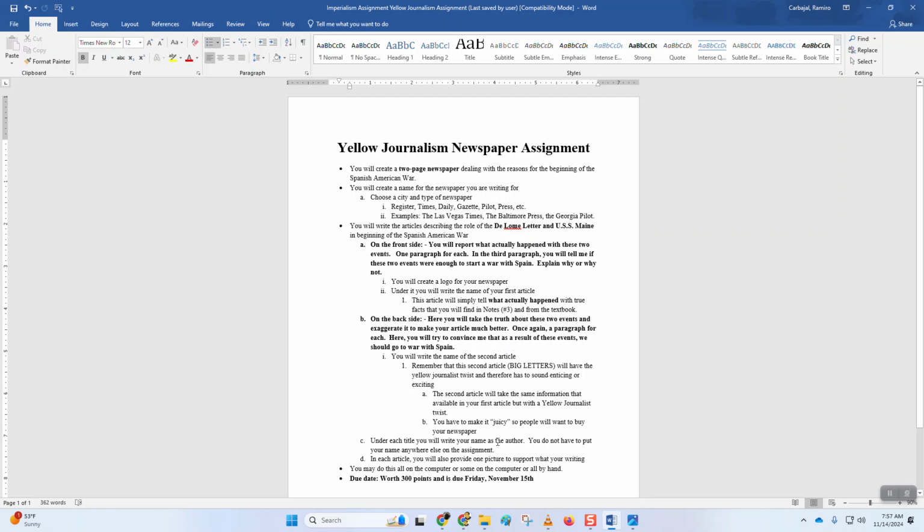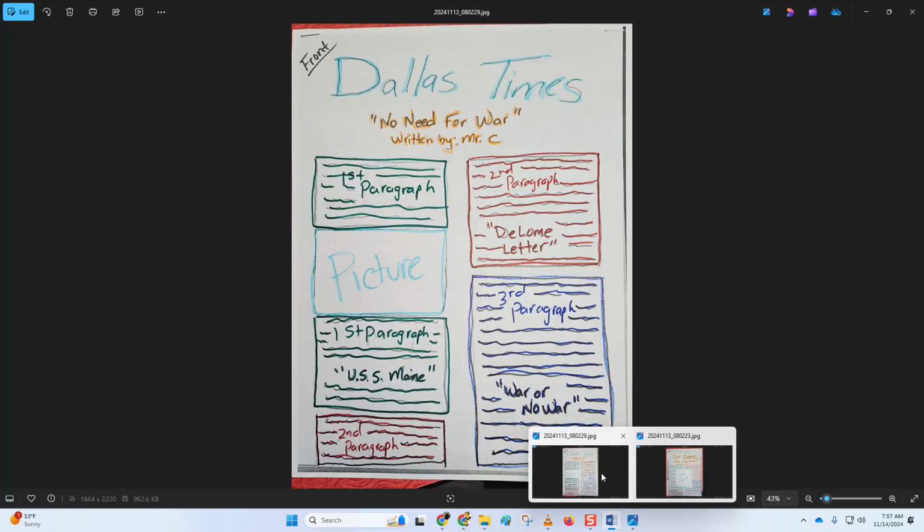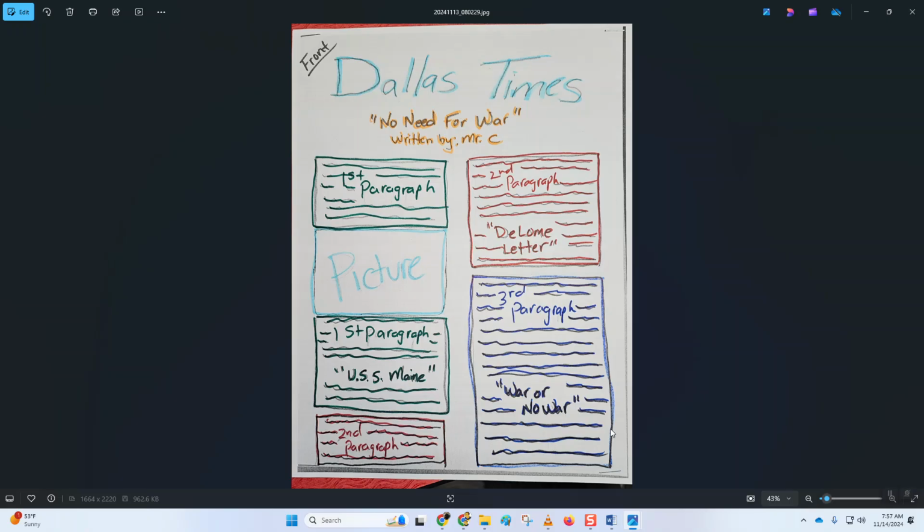Alright, so you're going to be using notes number 3 from the Imperialism Unit on the Spanish-American War, primarily section 2. And what you're going to start off with is the front of the newspaper, which is supposed to be a regular type of newspaper which tells the truth. So you're going to start off by creating a big title. In this case, I chose a city and a type of newspaper, Dallas Times. Create your own. Small title of my article, so as you can see, no need for words, small. And here's where you put your name, written by, and then you put your name here, and period.